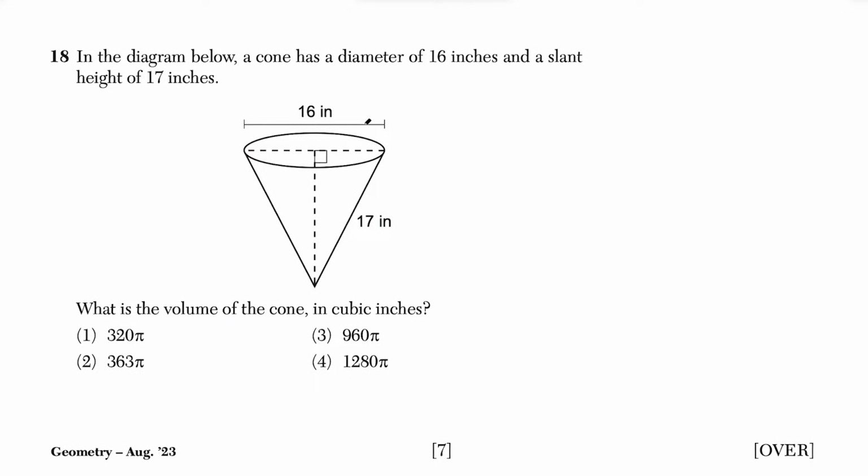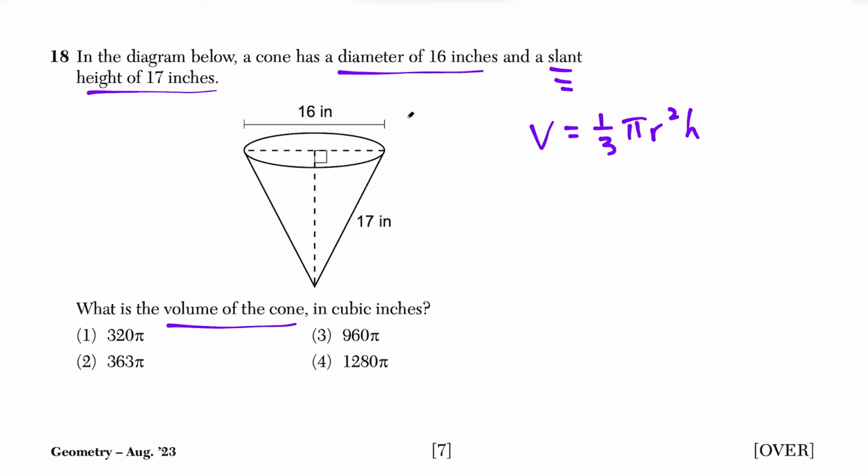Question 18, we have this diagram of a cone, and we're told that the diameter of the cone is 16 inches and the slant height is 17 inches. And we want to know what is the volume of the cone in cubic inches. So the first thing we need to know is what is the volume of a cone? And the volume of a cone formula is V equals 1/3 pi r squared times h. And for this question here, we have to know that to find the radius, we're going to take the diameter and divide it by 2. So the radius is equal to half of the diameter. So we're going to do 16 divided by 2 is 8. So the radius is 8 inches.